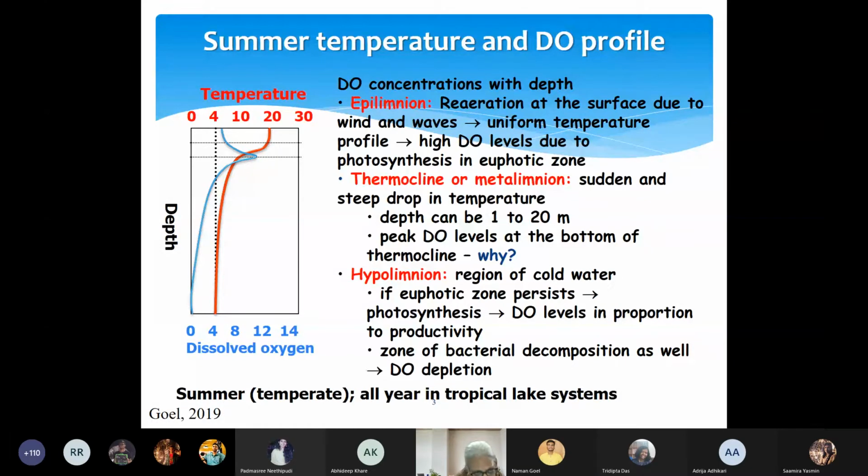So this is one type of stratification that you can see, but there is another thing that needs to be kept in mind. There are 2 words that I will use when I talk about what is happening over here: the euphotic zone and the aphotic zone. Epilimnion is the top part, and euphotic means that light is able to penetrate into water.